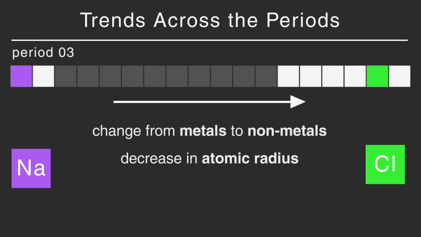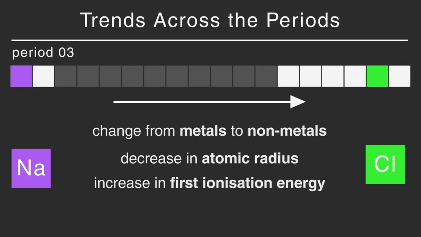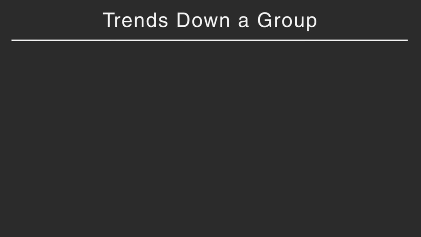There is also an increase in first ionization energy, which is the energy needed to remove the outermost electron, and an increase in electronegativity, which means the attraction of a bonded atom for the pair of electrons in a covalent bond. Now let's look at the trends as we go down a group.